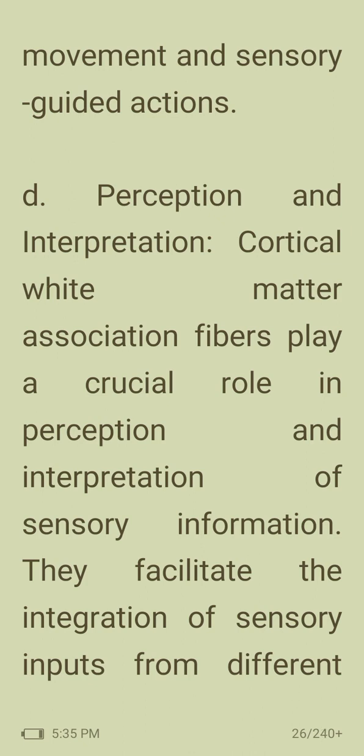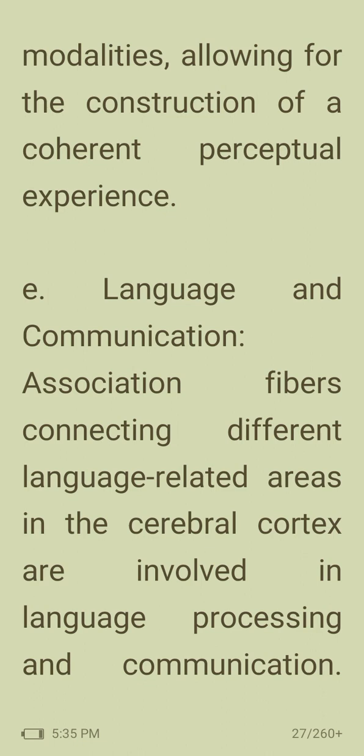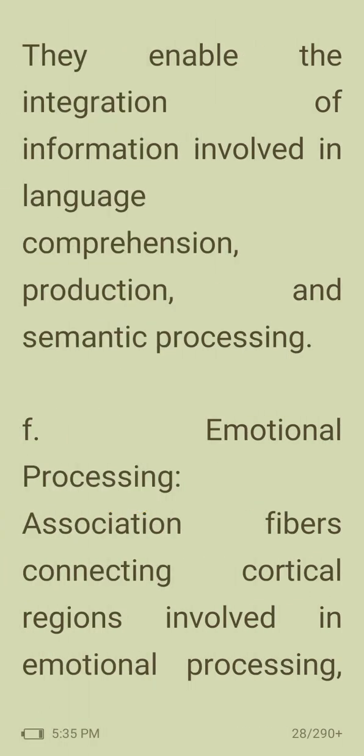Perception and interpretation. Cortical white matter association fibers play a crucial role in perception and interpretation of sensory information. They facilitate the integration of sensory inputs from different modalities, allowing for the construction of a coherent perceptual experience. Then, language and communication. Association areas connecting different language related areas in the cerebral cortex are involved in language processing and communication. They enable the integration of information involved in language comprehension, production, and semantic processing.